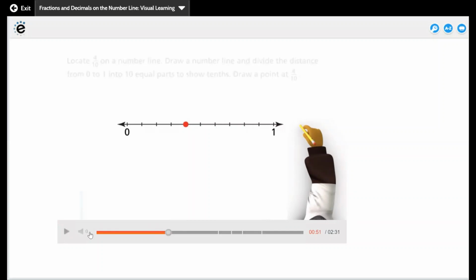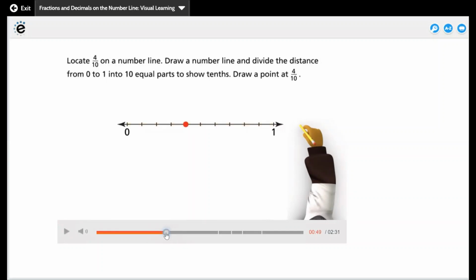So here, in this lesson, we will show the fractions and the decimals. We will plot them on the number line. From 0 to 1 is divided into 10 parts, so it's out of 10. And 4 over 10: this is 1 over 10, 2 over 10, 3 over 10, this is 4 over 10.